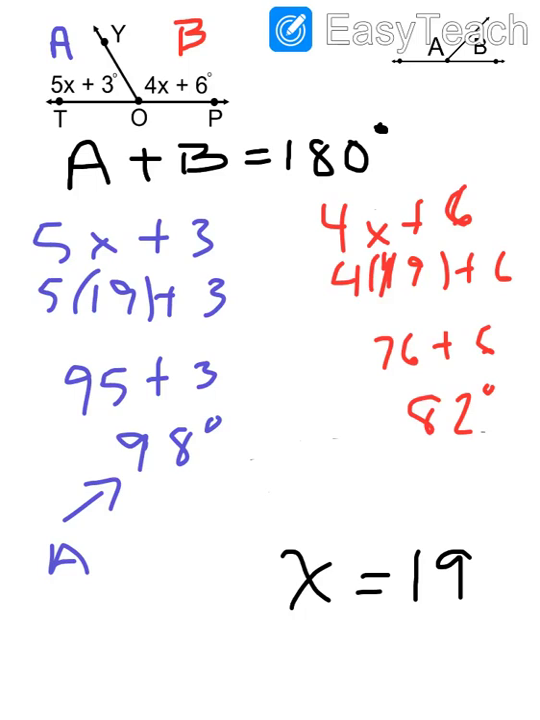So now we only have one question. Is 98 plus 82 equal to 180? Well, if you take the 2 from 82 and add that to the 98, that's 100. 100 plus the remaining 80, that's 180. It checks out. That's the two angle measures for this problem. And that's how you would use the supplementary angle relationship.